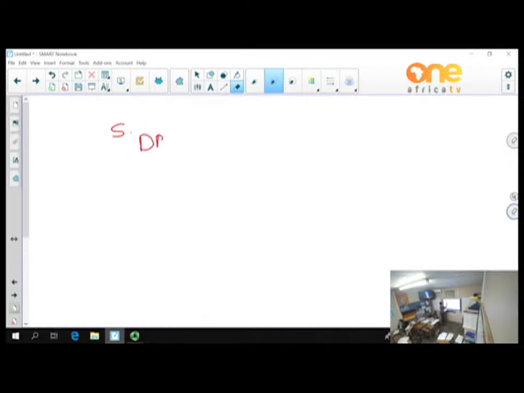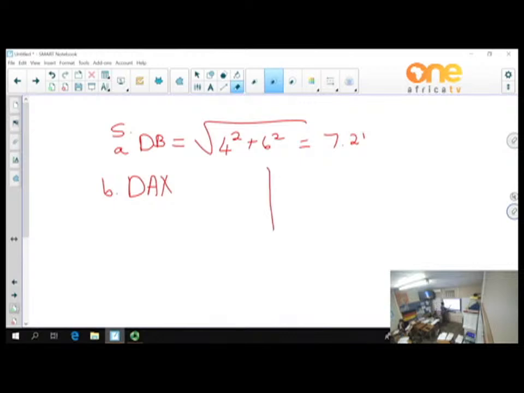Okay, so in the first place we're looking at DB then. Straightforward, it's on the base, so Jean-Pierre, it will be 4 squared plus 6 squared. What did you get? 7.21. Then we say calculate the angle DAX. Now DAX, so I'm going to draw my little right angle triangle. DA, this one is D, and X is at the 90 degrees. Can you see? Now, DX will now be a half of that one, so it will be 3.61.